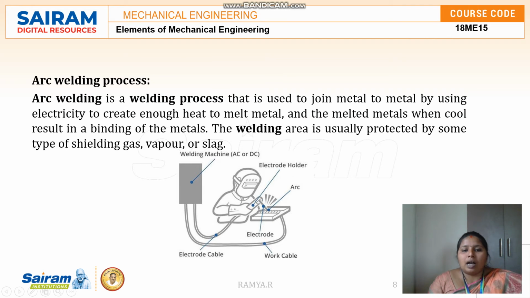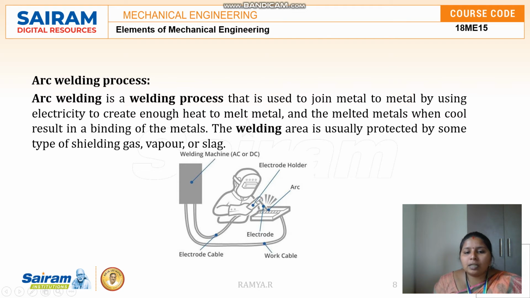So next one is the arc welding process. Arc welding is a welding technique which is used to join metal by using electricity to create enough heat to melt the metal, and the melted metal when cooled results in binding of the metals. The welding area is usually protected by some type of shielding gas, vapor, or a slag.